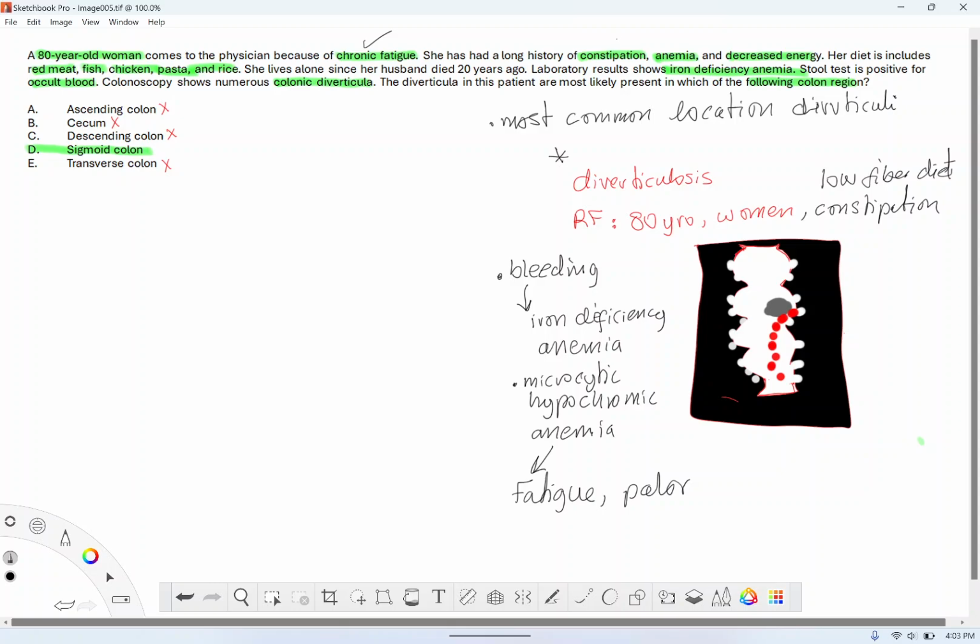And the symptoms will be, of course, history of constipation, but the presentation is because of bleeding, so it'll be anemia and fatigue and low energy. Okay, so hopefully this was helpful.